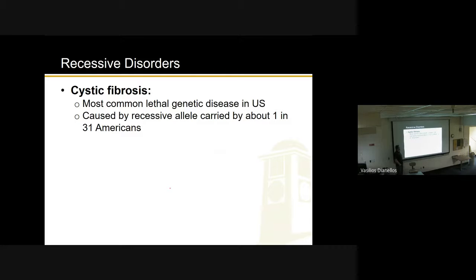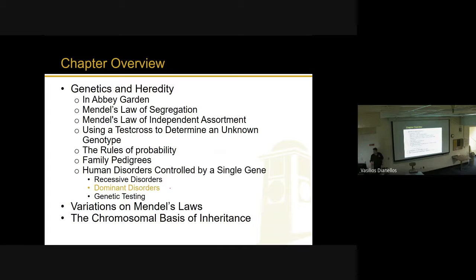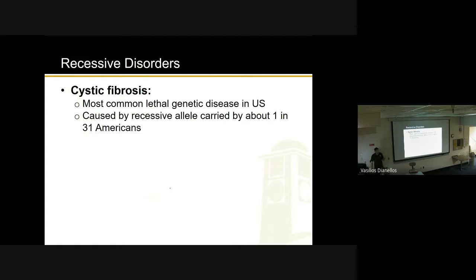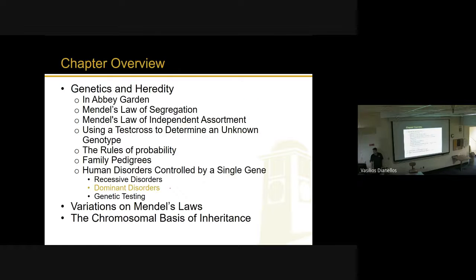It's caused by a recessive allele that is carried by about 1 in 31 Americans, which is, again, the most common in the United States. So that's all we're going to talk about as far as recessive disorders. And again, cystic fibrosis is just an example. I think there are some questions about it on the study guide. There won't be any questions about it on the exam. You can look it up for independent work if you want, because notice I didn't say anything about it other than the fact that it's the most common recessive disorder. I didn't tell you what the symptoms are or how old you are when you die, nothing like that.